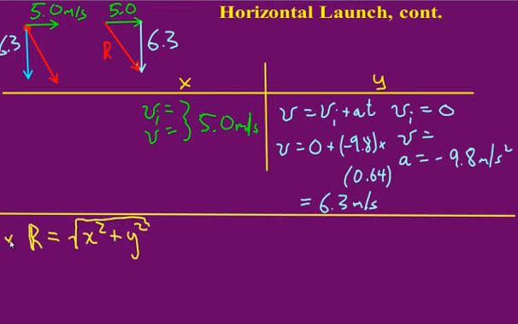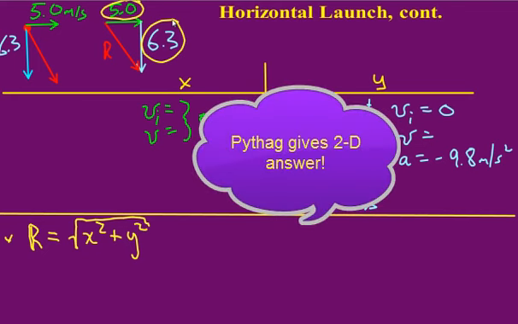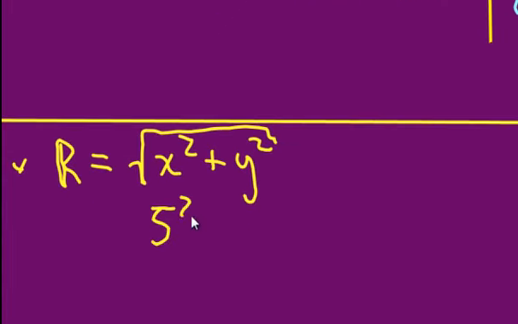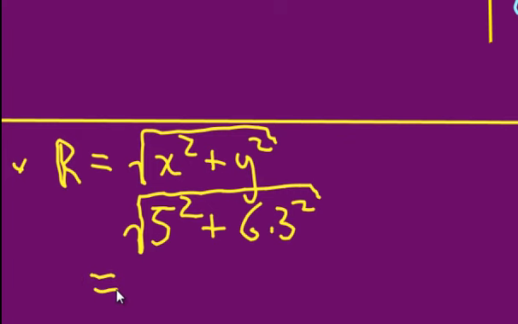What I want to emphasize to you is that now we're no longer working in each dimension separately. What the Pythagorean theorem basically does is it allows you to combine two one-dimensional numbers. In this case, we have 5.0 in the x and 6.3 in the y, and it allows us to get one two-dimensional number. So I'm no longer working in just the x or just the y. I'm combining them for a two-dimensional answer. If we plug these things in, it's just going to look like this. We square all that, take the square root, and you're going to get a final answer here.